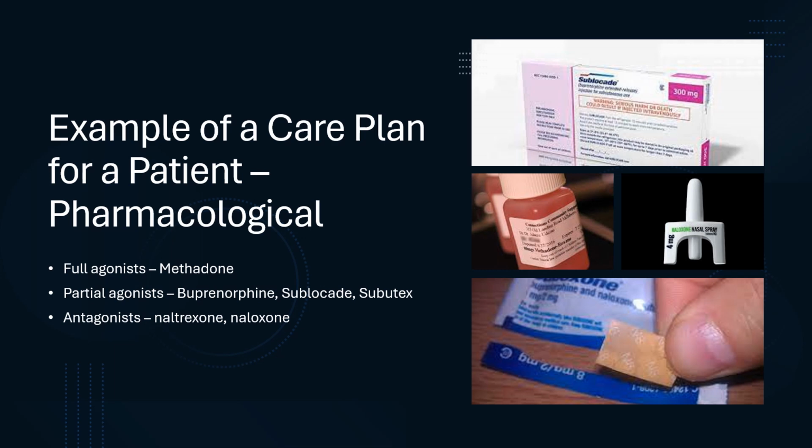There are several options for pharmacological treatment of fentanyl use. There are three main types of treatment options: full agonists, partial agonists, and antagonists. Methadone is a slow-acting, full opioid agonist that does not produce euphoria. Buprenorphine is a partial opioid agonist that blocks the opioid receptor, which prevents withdrawal and cravings.